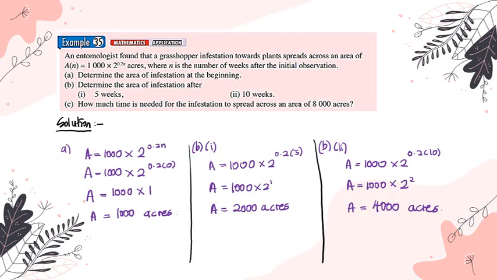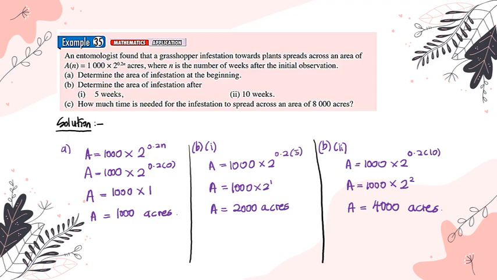Okay, let's look at the first example, which is example 35 on page 122 in textbooks. An entomologist found that a grasshopper infestation towards plants spreads across an area of A of n is equal to 1000 times 2 to the power of 0.2n acres, where n is the number of weeks after the initial observation. A, determine the area of infestation at the beginning. B, determine the area of infestation after 5 weeks and also 10 weeks. C, how much time is needed for the infestation to spread across an area of 8,000 acres.